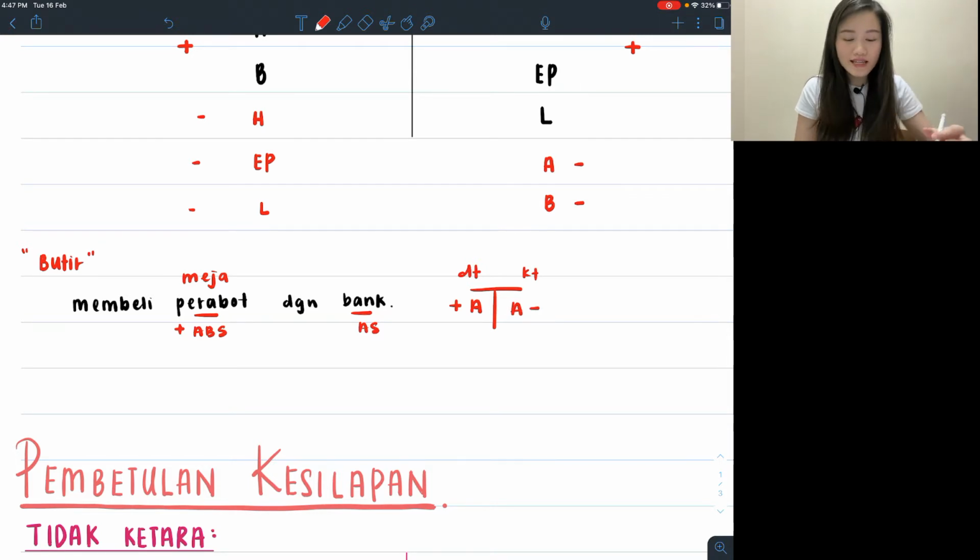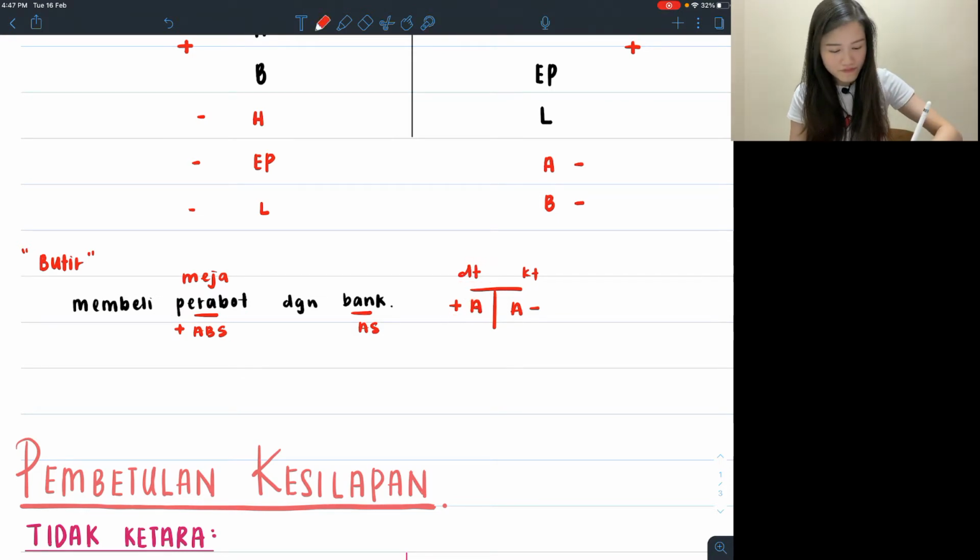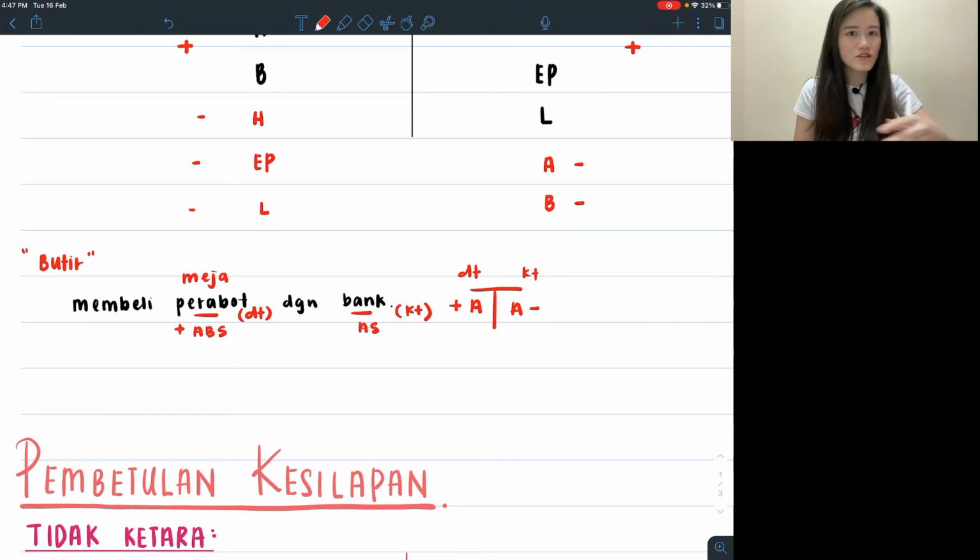So how do you apply them? Do you see that ABS plus? So perabot is going to the debit side. Perabot, debit. Then what about bank? Bank is going to be on the credit. So by this, then you're going to do a catatan bergu, record them into a book, where you're going to put perabot on the debit, bank on the credit side. So this is how your Sistem Catatan Bergu is supposed to work.